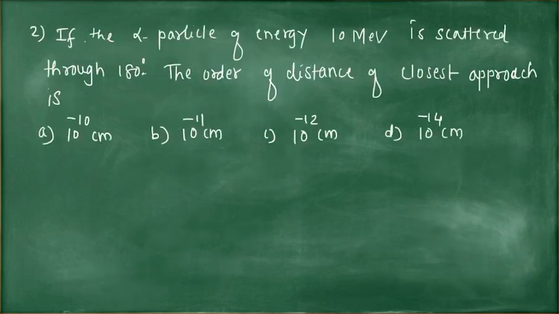The second MCQ is similar to the first type. You can solve this, but here the energy is different. The alpha particle of energy 10 mega electron volt is scattered through 180 degrees. Then the order of magnitude of the distance of closest approach is: these are the given options. You can solve by taking 10 mega electron volt. In a similar way, you can find the correct option.